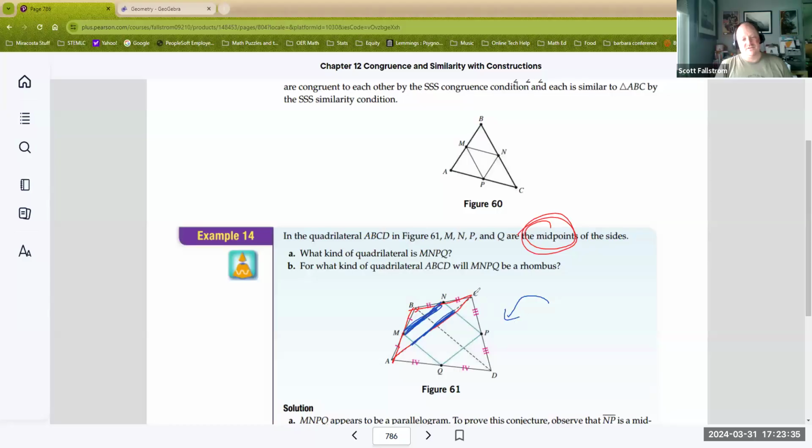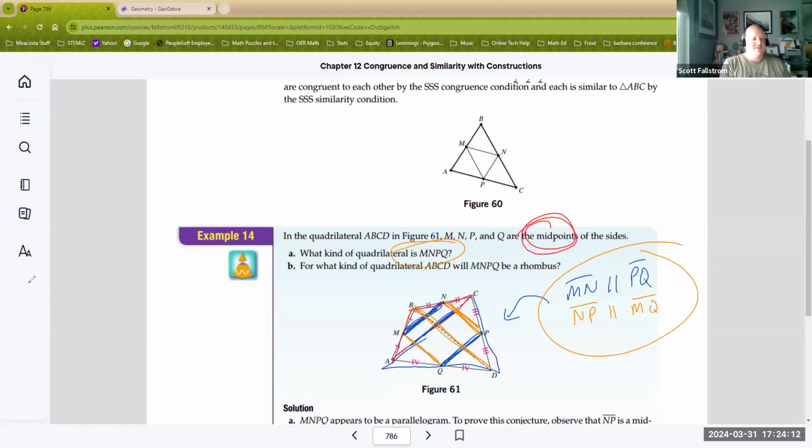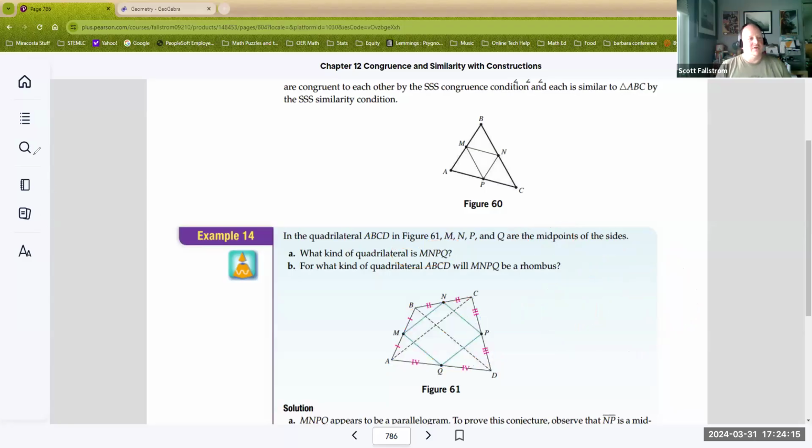Repeat that over here on the other side with this larger triangle, and you'll be able to show that the one in the middle is parallel to the one on the right. So at the end of this, I'll be able to say that MN is parallel to PQ. And now repeat the same argument, but just go the other direction. NP is going to be parallel to BD, which is going to be parallel to MQ by the transitive property. NP is parallel to MQ. So what kind of a quadrilateral? I can now demonstrate and guarantee that it has to be a parallelogram.